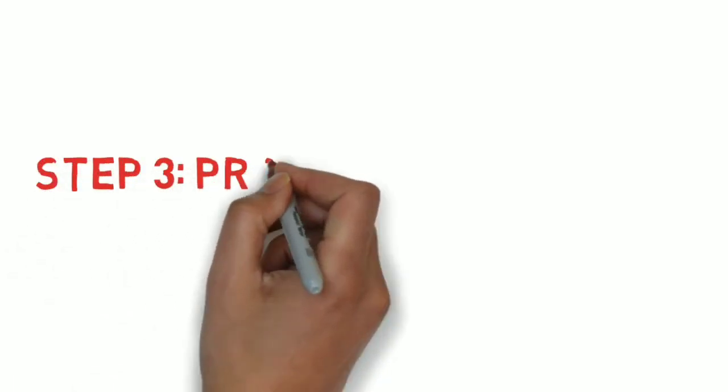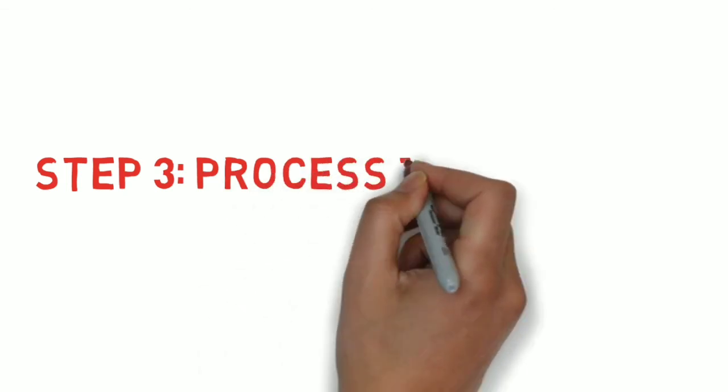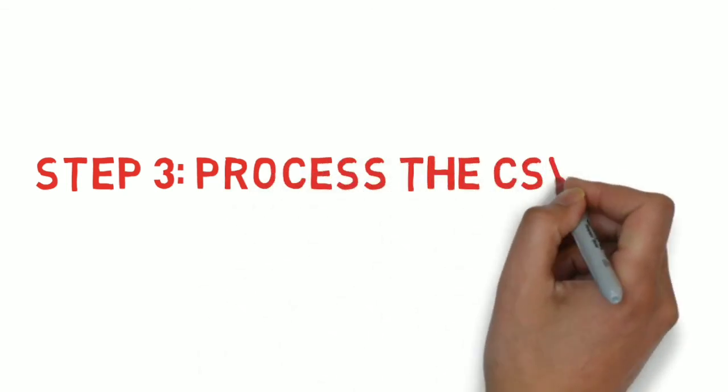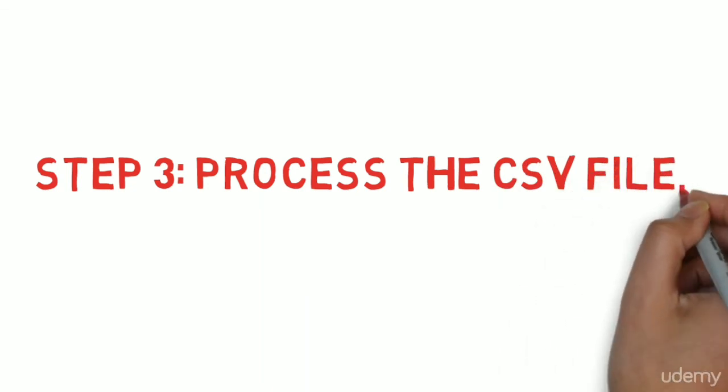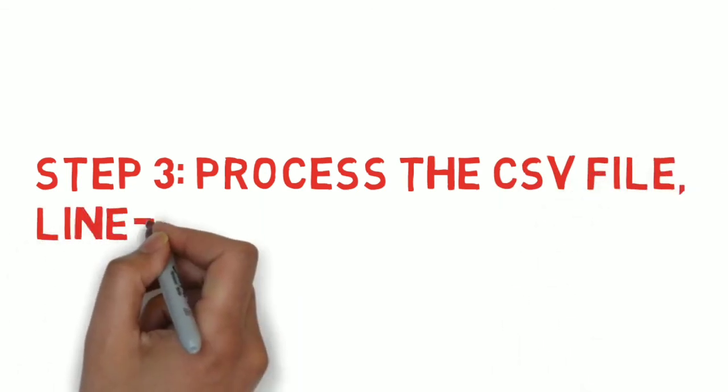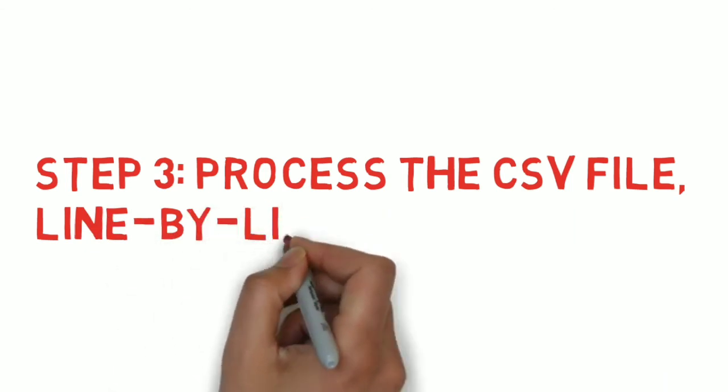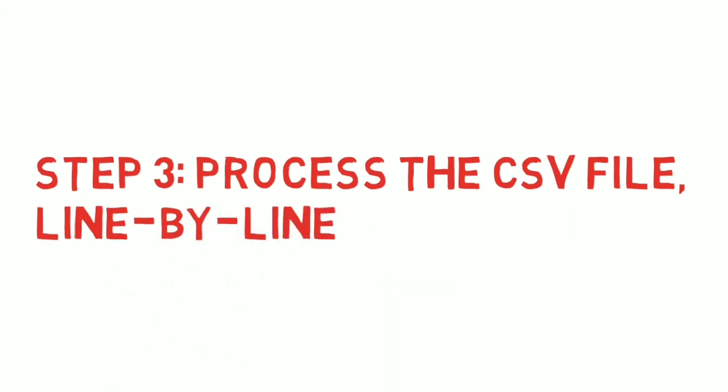CSV means comma separated values, and it's a standard file format for storing information. Once we have the CSV file, we need to process it, and we will be doing this line by line.